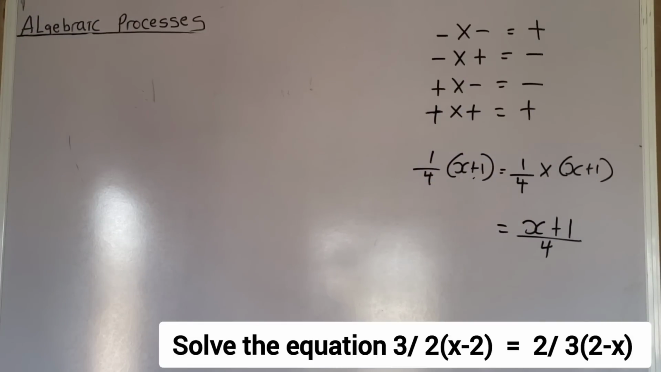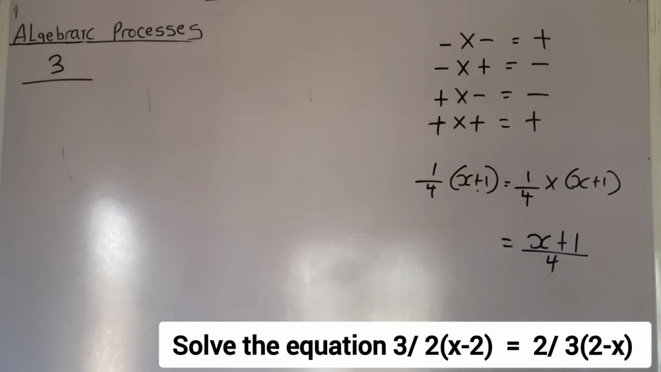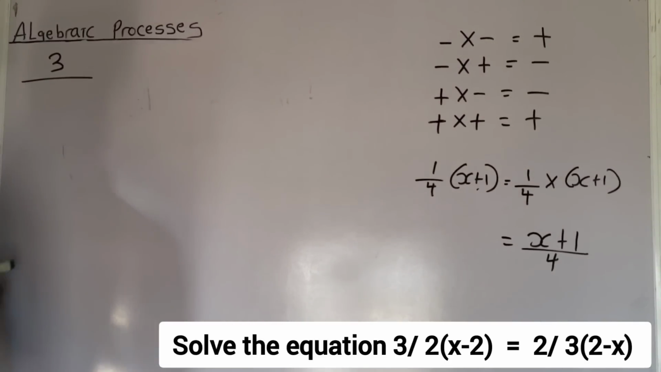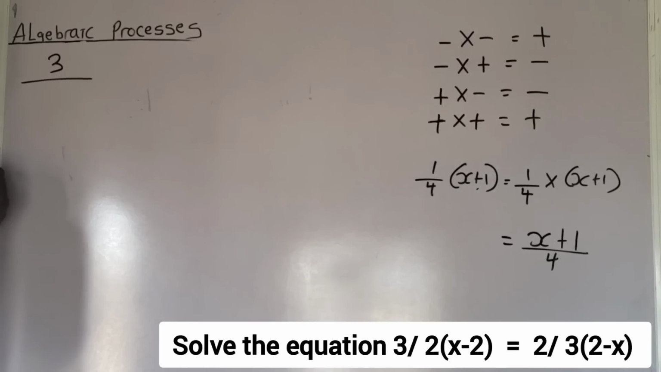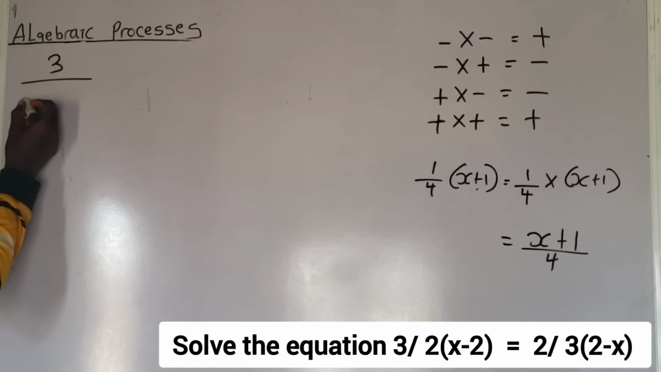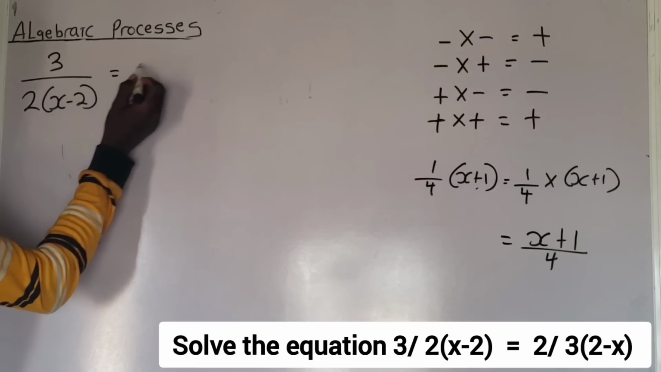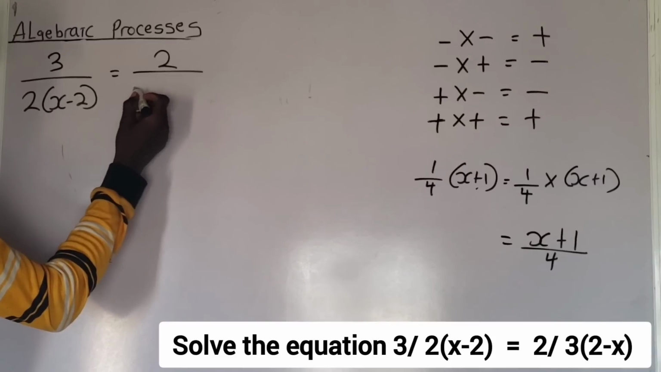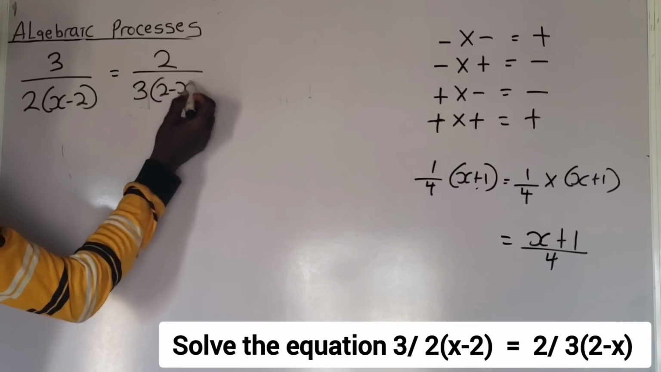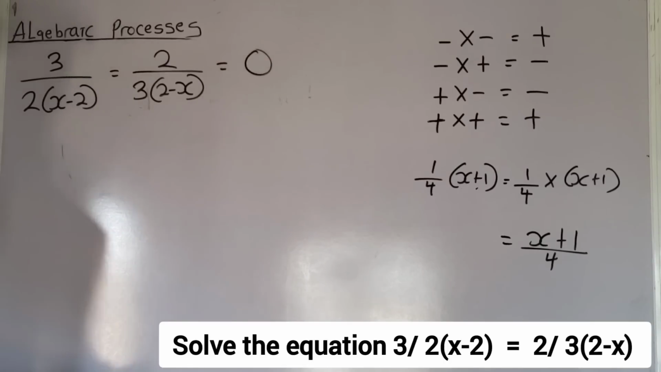Solve the equation 3 all over 2 into bracket x minus 2 is equals to 2 all over 3 into bracket 2 minus x. The goal here is to determine the value of x. Okay, so let us proceed. For this I'm going to have 3 all over 2 into bracket x minus 2 is equals to 2 all over 3 into bracket 2 minus x. We have to find the value of x. Now let's start by opening the bracket.